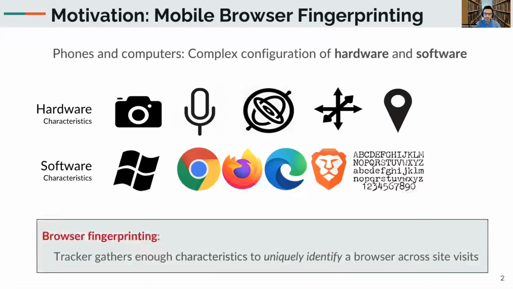Browser fingerprinting is what occurs when a tracker is able to gather enough of these hardware and software characteristics to be able to uniquely identify a user's browser across website visits.